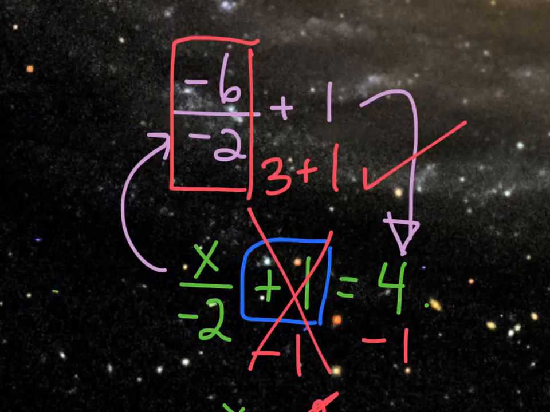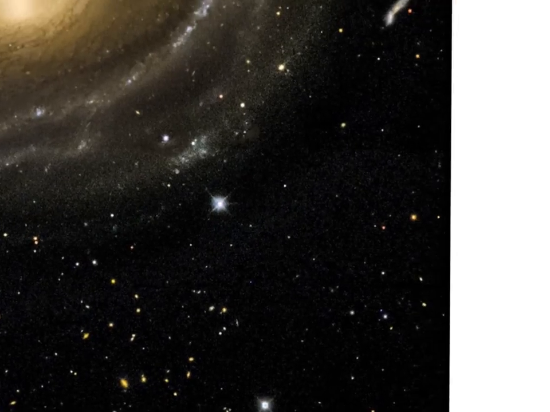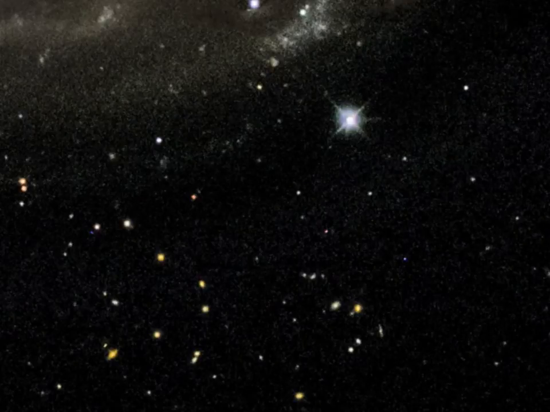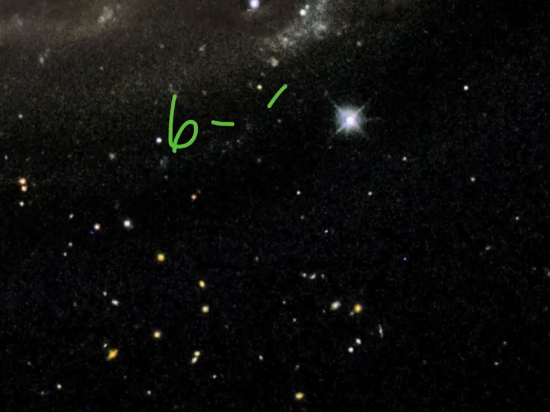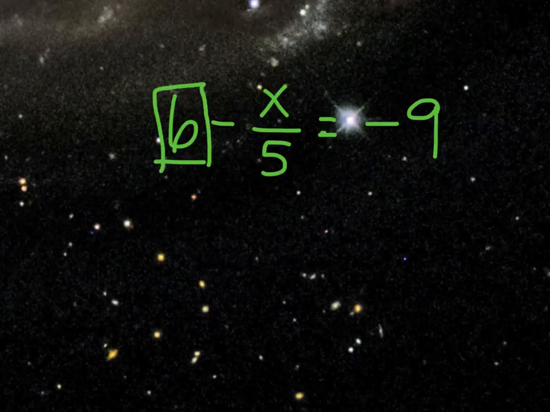Okay, I think we've got time for one more question. Let's do one more over here. And I think I'll do question number 19, which is 6 minus x over 5 equals -9. Okay, so first thing we need to do is get rid of this 6 here. Obviously it is a positive 6 because there's no negative sign in front of it. To get rid of that 6, we need to subtract it. So let's write -6 below it.